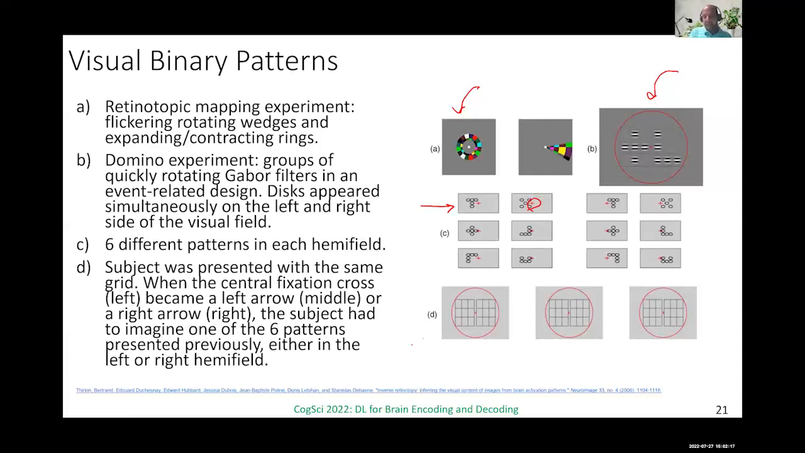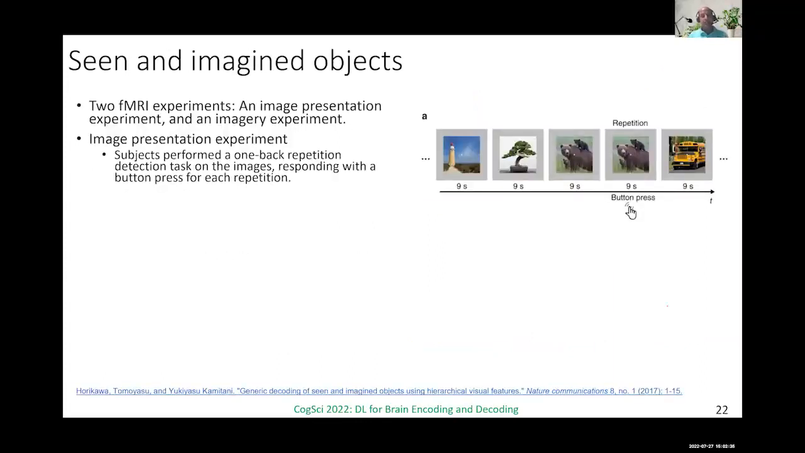In this experiment D, empty grids were shown both in the right and the left hemifield, with a plus as a fixation point, or left arrow or right arrow as a fixation point. And then they were asked to sort of imagine a particular pattern in the left and the right hemifield. The subjects were asked to imagine those patterns. This new data set essentially is about seen and imagined objects.